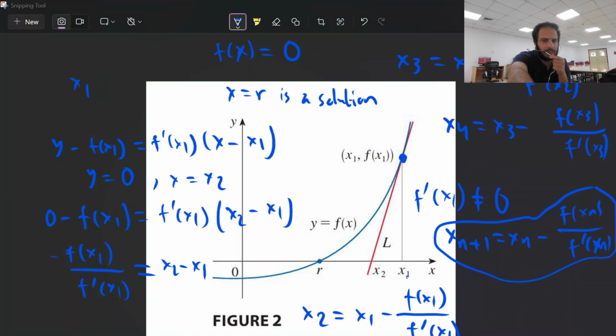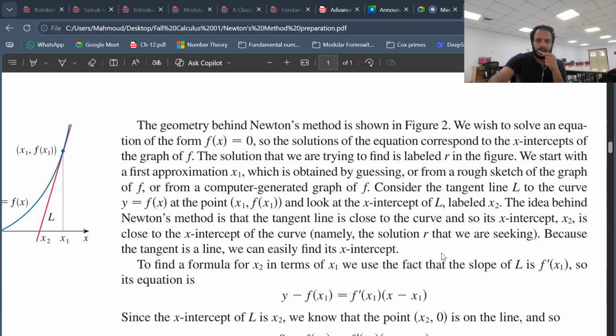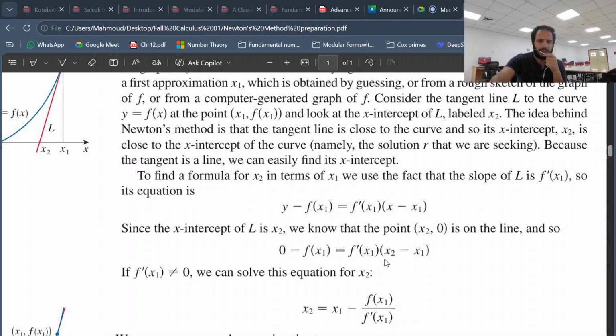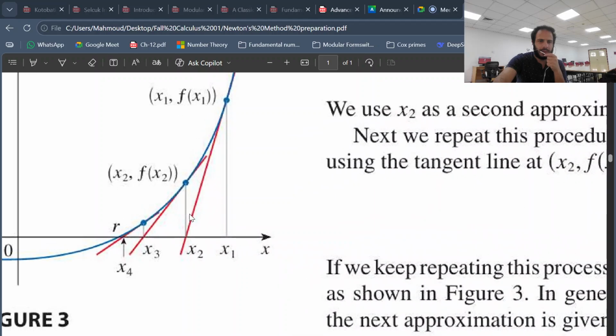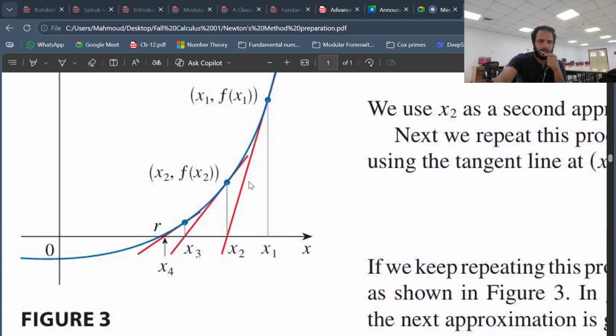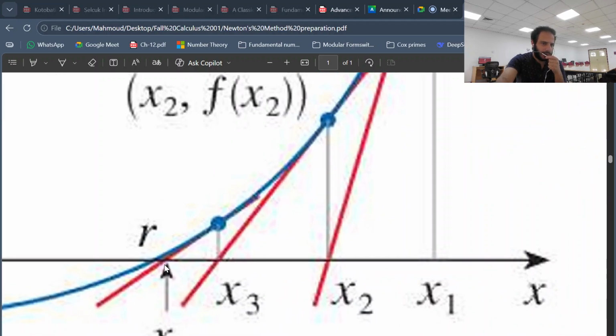But before that, let's get back here. So here we have the explanation. See here, it's better than my drawing. You start with x1, then the x-intercept of the tangent is x2. It's getting closer to r. Then again, draw the tangent line for x2. You get the x-intercept x3. It's closer to r. See x4. x4 is very close to r, right?